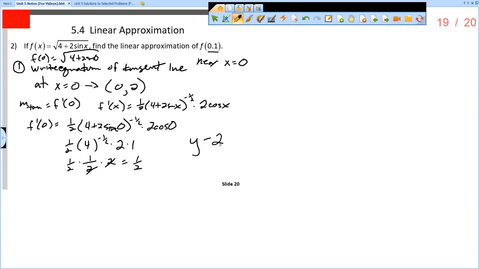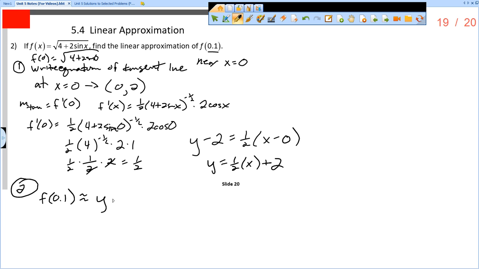So I write my equation, y minus 2 equals slope of 1/2 times x minus 0. Sorry, I wrote 2, 0, right? Or y equals half of x plus 2, right? And so now step 2, we want to plug in our value. So f of 0.1 is going to be approximately equal to the value of y. And y is going to be half of x, which is 0.1, plus 2. So half of 0.1 is 0.05 plus 2. So that means f of 0.1 is approximately 2.05, right?